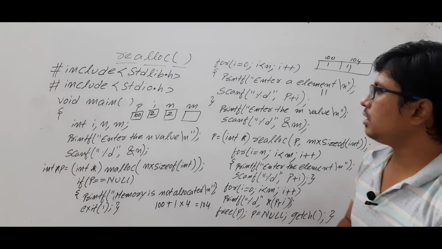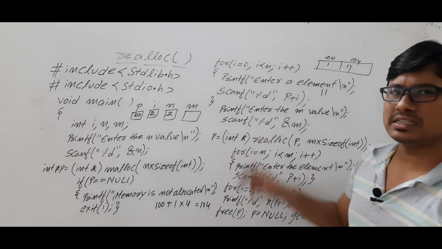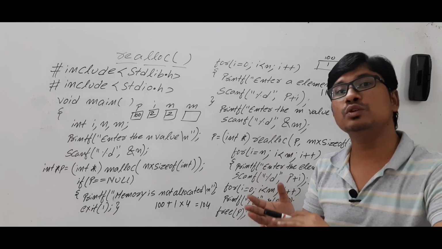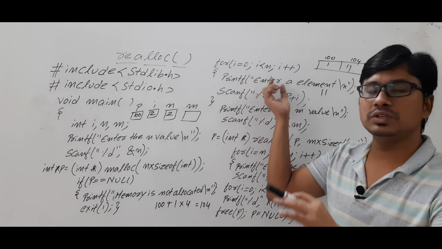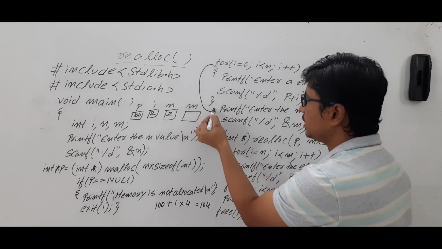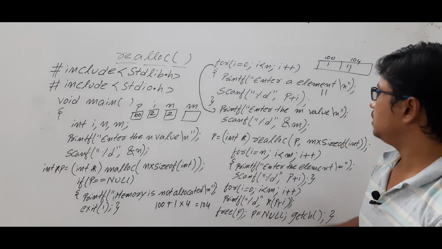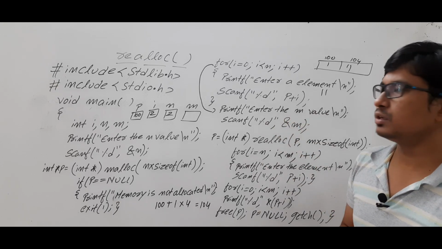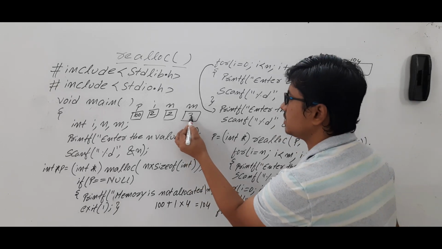Now look here. 2 is less than 2. No, the condition is true. Sorry, the condition is false because 2 is equal to 2, but they are saying 2 is less than 2. So the condition is false. It will come out from the for loop and execute the next statement. What is the next statement? Enter the m value. Let's assume that the user has entered the m value as 3.